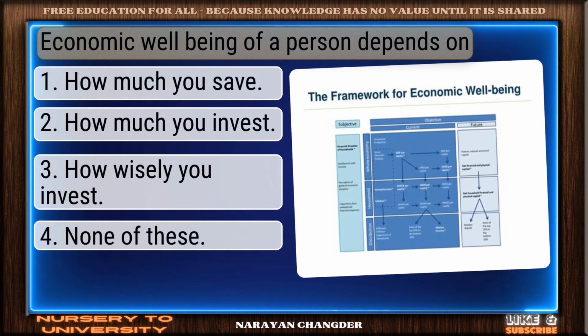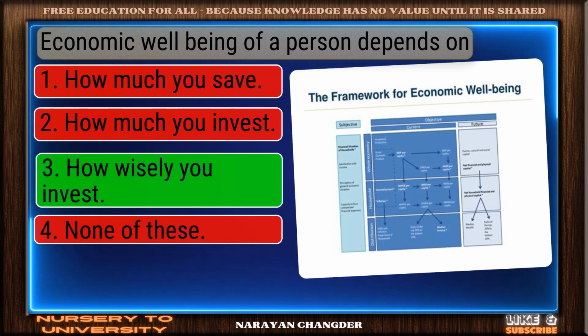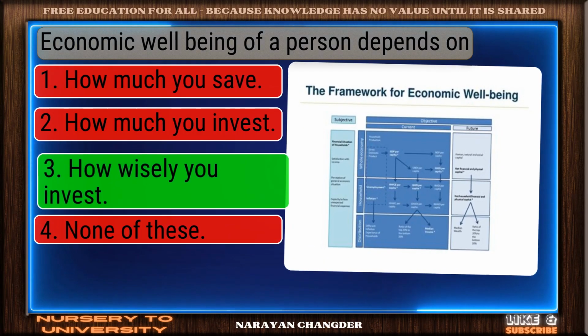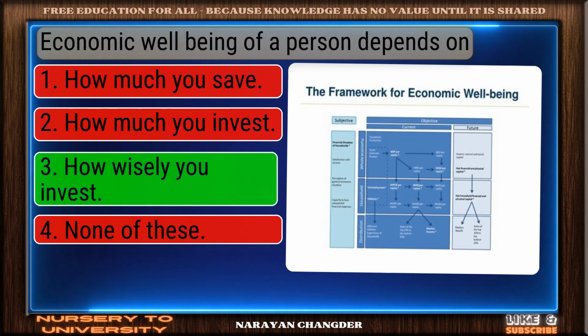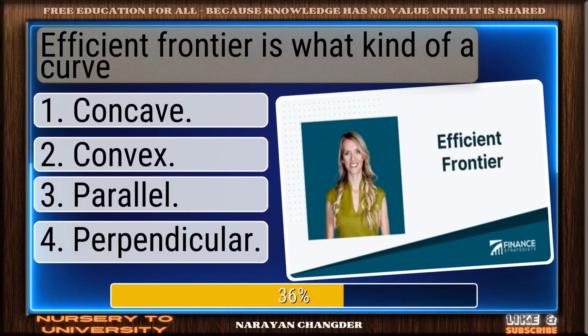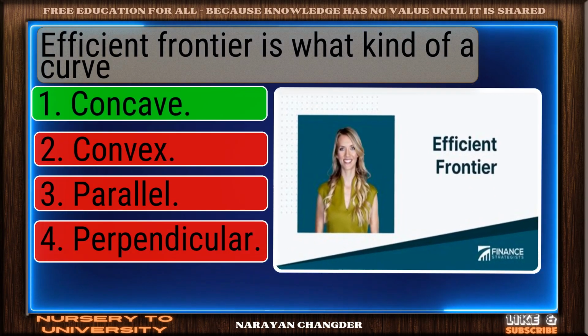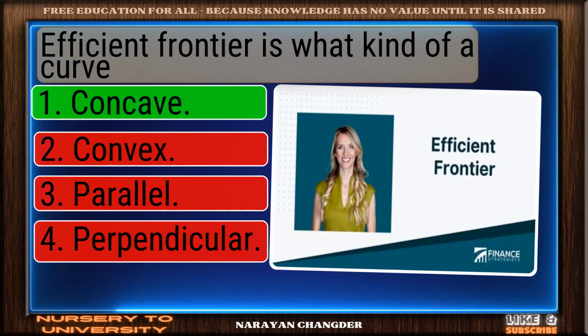Economic well-being of a person depends on. Valid point. How wisely you invest is true. Efficient frontier is what kind of a curve? On track. Concave is the correct answer.